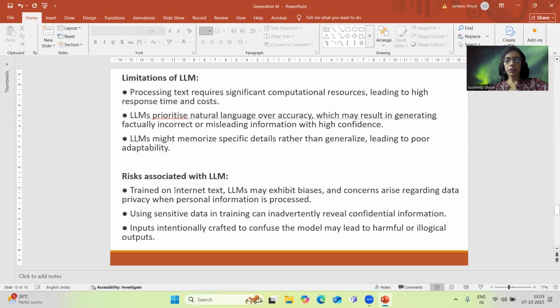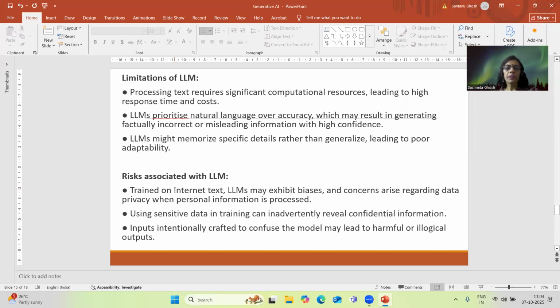So that's another problem. Inputs intentionally crafted to confuse the model may lead to harmful or illogical outputs. They also experiment with them, no? So if you are trying to train it with some intentionally confusing data, then later it may create some illogical issues.